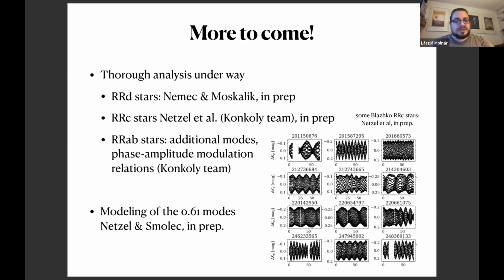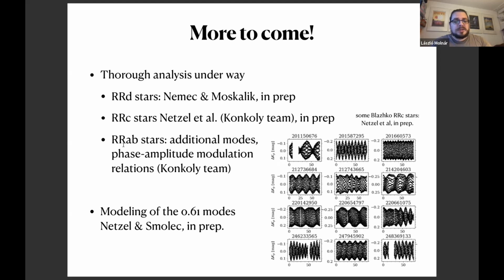We are finishing a paper on RRc stars, and in this plot you can actually see a number of Blazhko RRc stars from the K2 campaigns, and this is just a subset of them. You can see there are a number of different shapes and amplitudes and periods for the Blazhko effect in RRc stars. And we see them very nicely with K2 because the periods are pretty short.